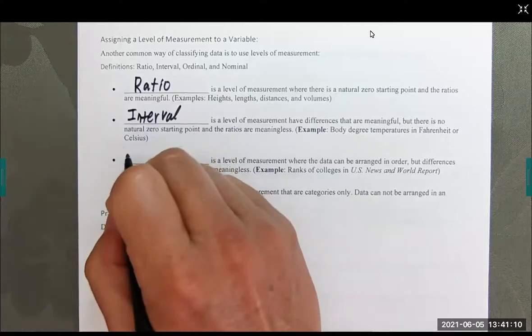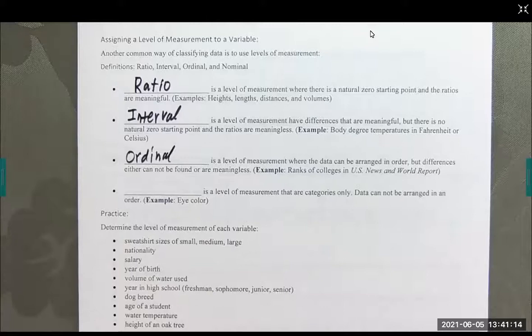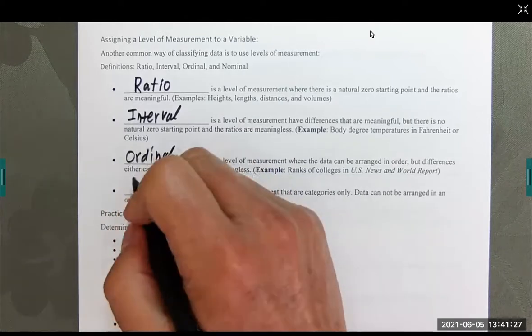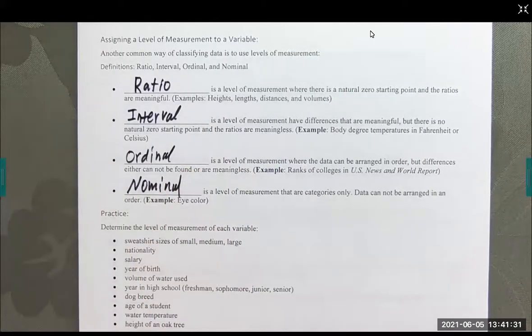Next up, so here's our ordinal again. It's a level of measurement where the data can be arranged in an order, but the differences can't really be found. They're kind of meaningless. And I have some examples there, and we'll do some more examples here in a second. And the last one, again, is nominal. It is a level of measurement that is categories only. So data can't be arranged in an order. So let's do some practice with that.